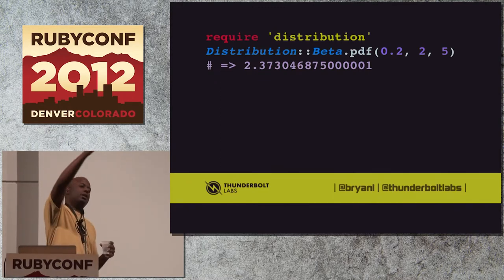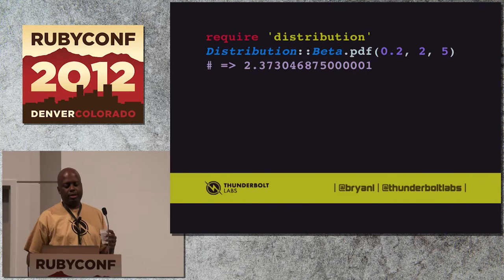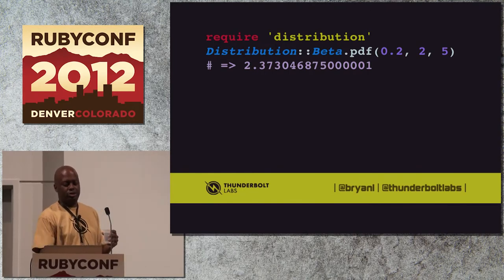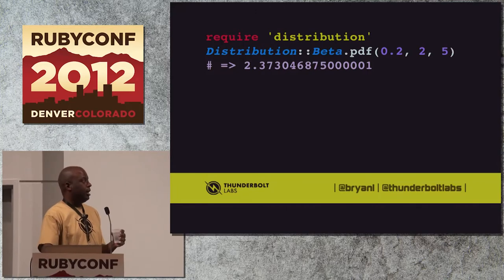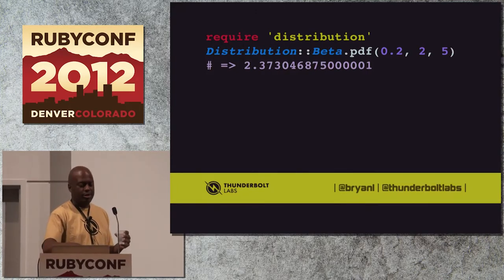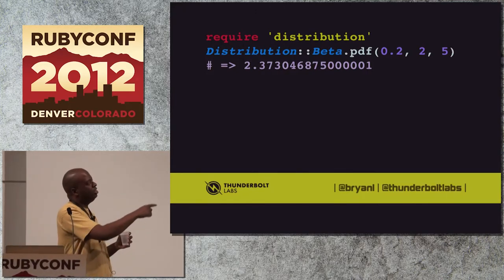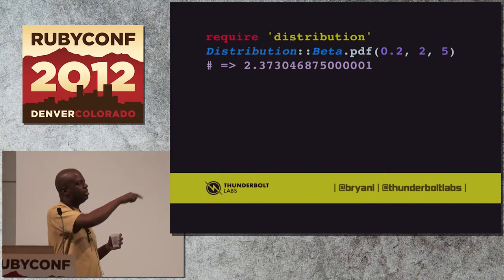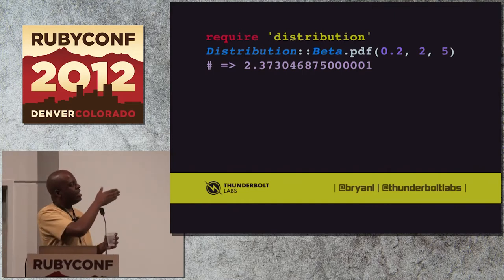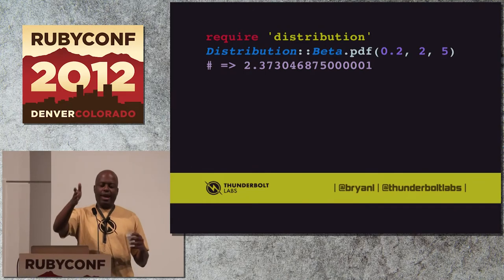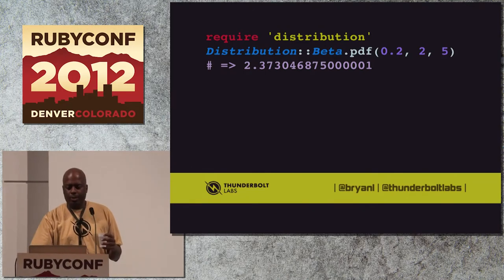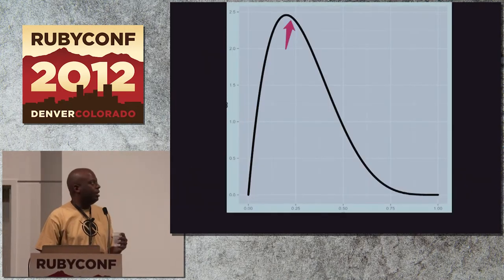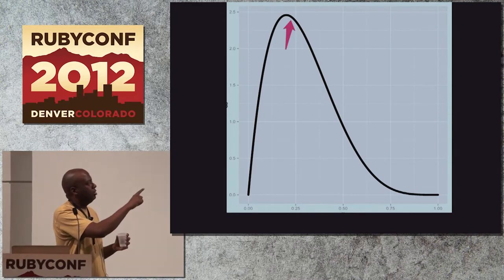It kind of went up on the left side and then slipped back down to the right. We can actually generate that distribution in Ruby, and it's really simple code. I just put in 0.2, and notice I have a 2 and a 5 there, and it generates the number 2.73. So whenever x on the graph is 0.2, the value is going to be 2.37. And as you notice, I drew a little arrow there to show you that.